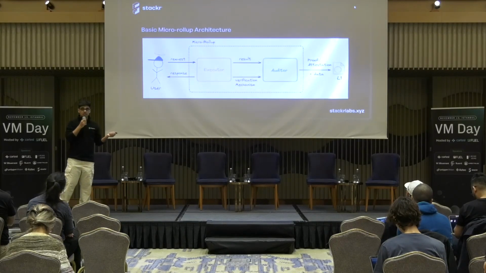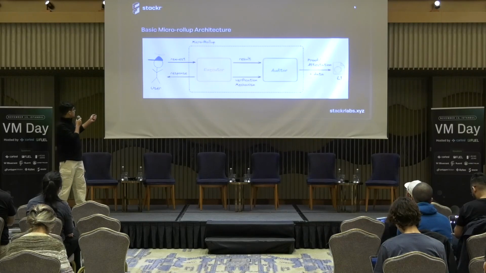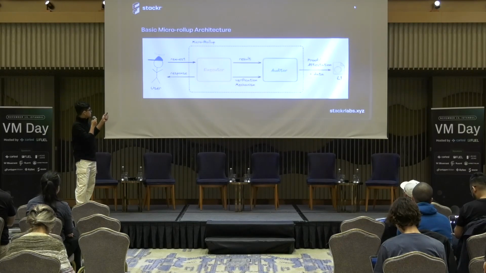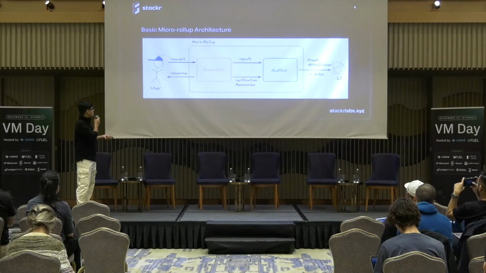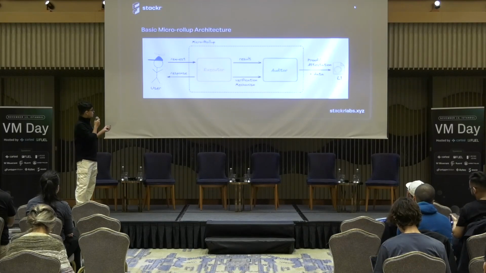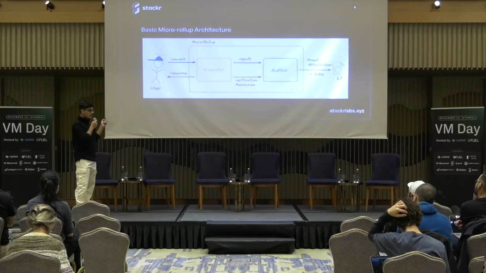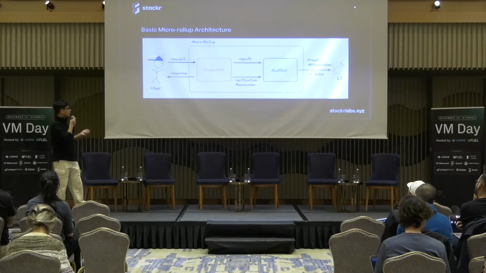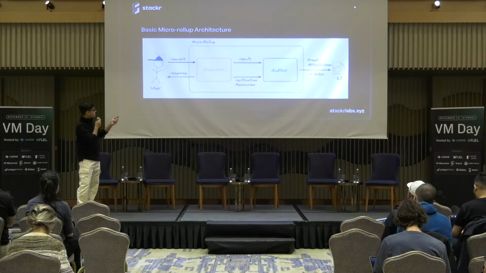So this is a basic micro rollup architecture. The micro rollup splits into two parts, the executor and the auditor. The executor is responsible for just running the application logic. The user directly interacts with the application. It sends in requests and gets a response, which is immediate, because this is very similar to how Web 2 applications work. Then the executor takes all the computation results and sends them to the auditor, along with how the results should be verified.